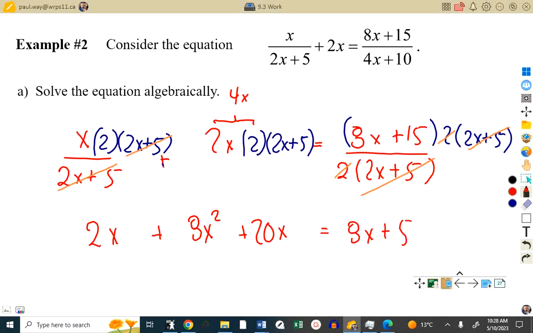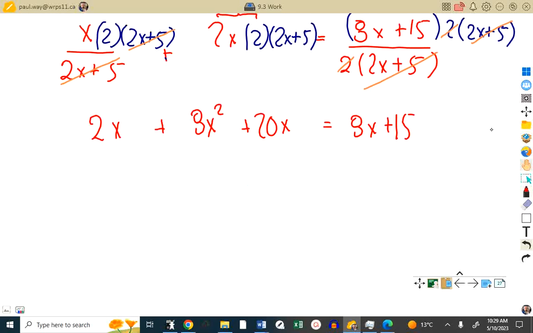So 8x plus 15. That's what you meant. Sorry, Ali. So that's the equation. 8x squared plus 20x is good. 8x plus 15, good. I'm sorry, I apologize. I misunderstood what you said or what you meant.